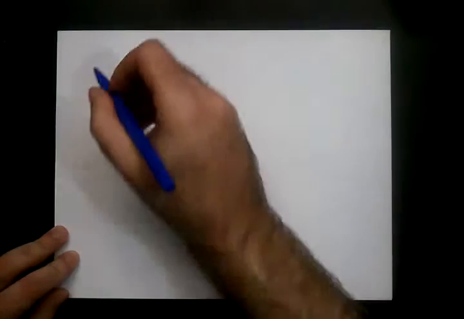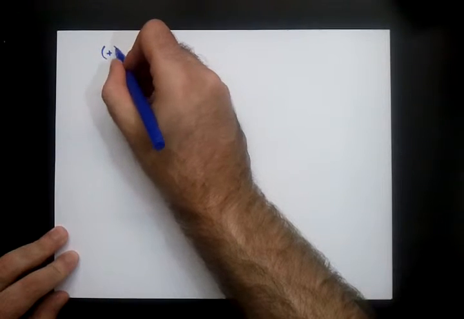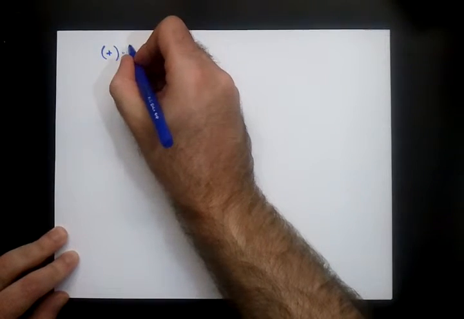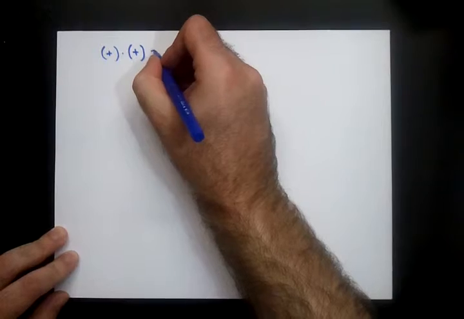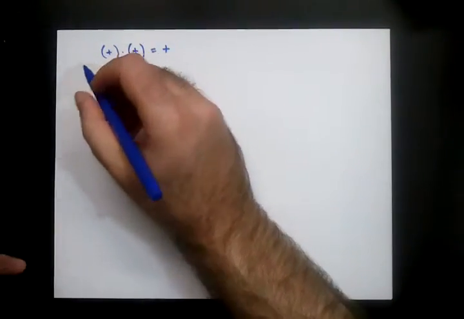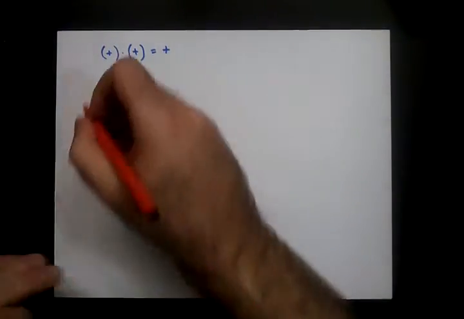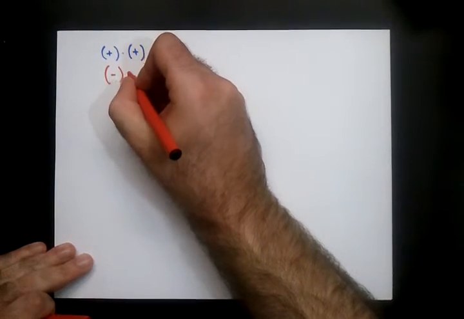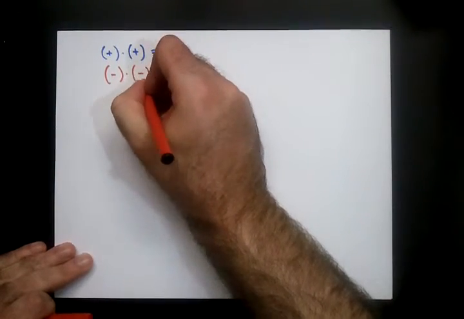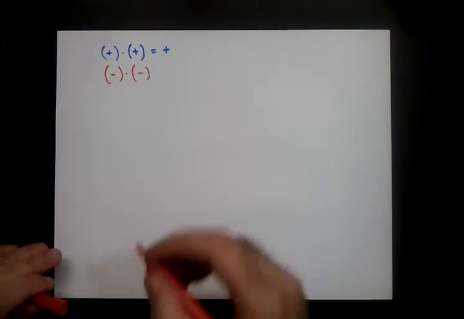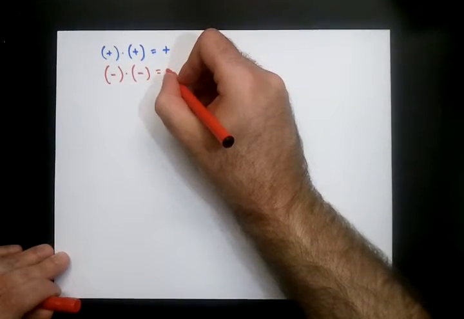And for the last bit, we're going to talk about multiplication and division. These have the easiest rules of the 4 operations. And the rules are as follows. If you have a positive number multiplied by another positive number, the answer is always positive. If you have a negative number multiplied by a negative number, and divided as well, so this is multiplication and division, the answer is always positive.